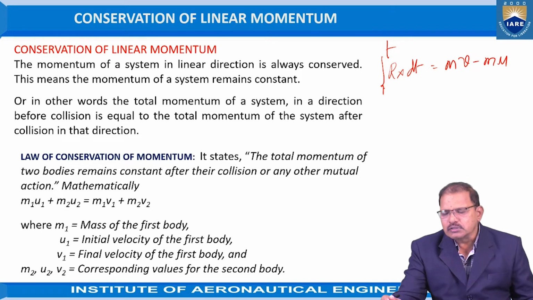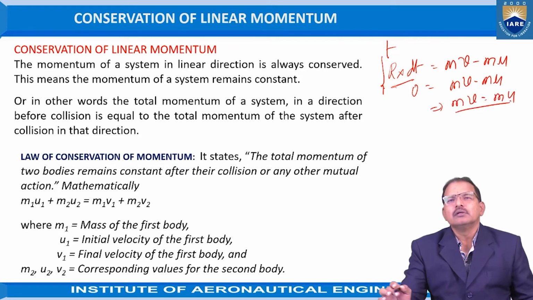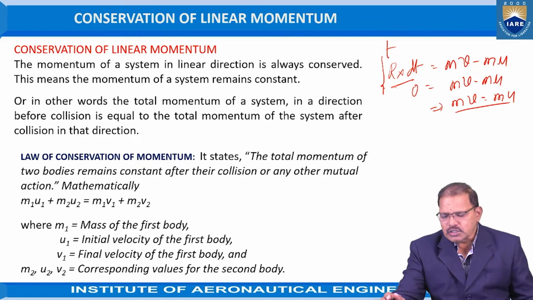In order for this to be constant, the resultant force acting on the body should be equal to 0. That means R is equal to 0, so the left-hand side is equal to 0, which equals mv minus mu, which can be written as mv is equal to mu. That is, the momentum possessed by the body at the initial stage is equal to the momentum at the final stage, or the momentum remains constant. Here it is called conserved. This happens only when the resultant of the system of forces acting on the body is equal to 0.